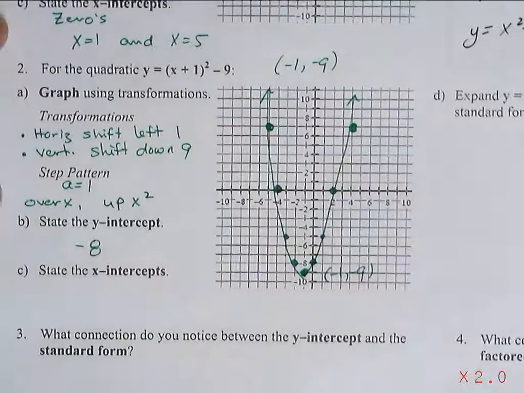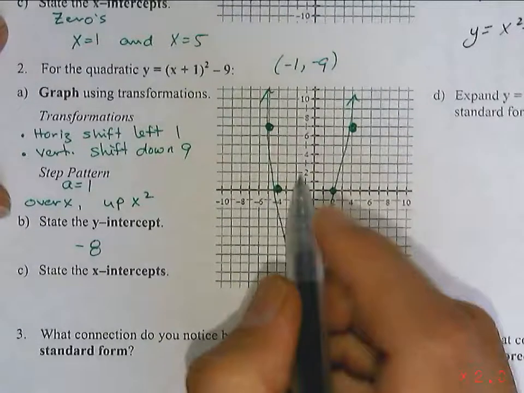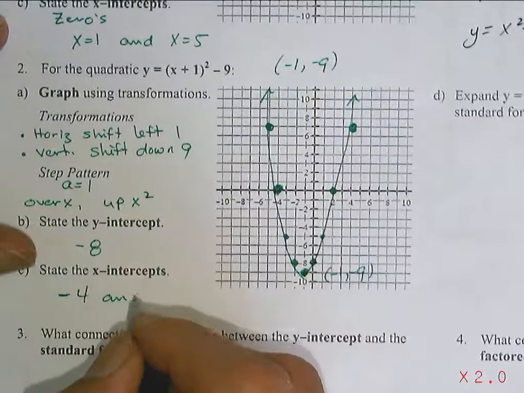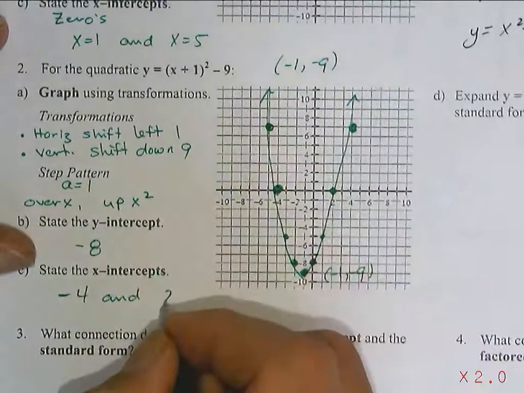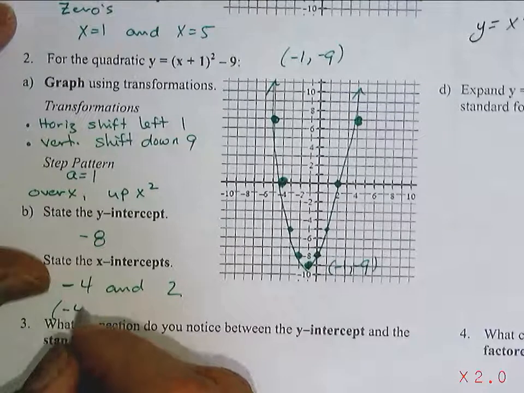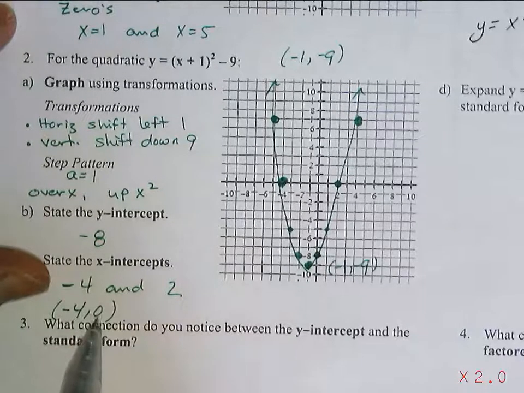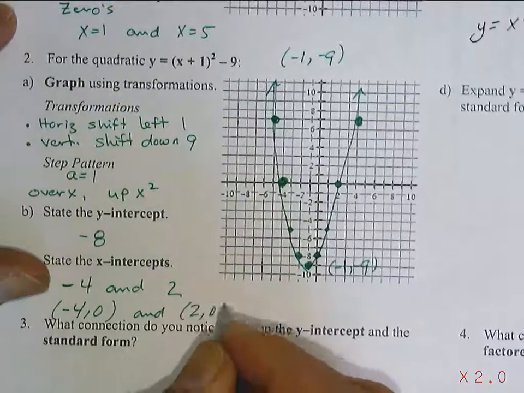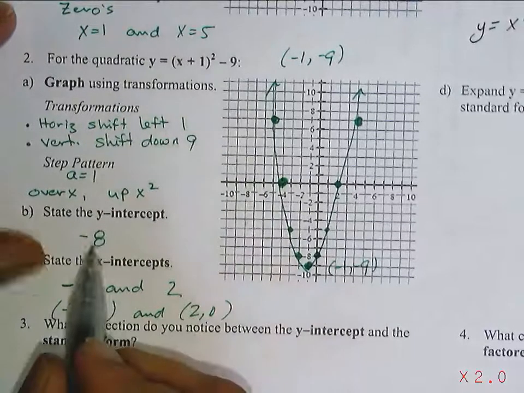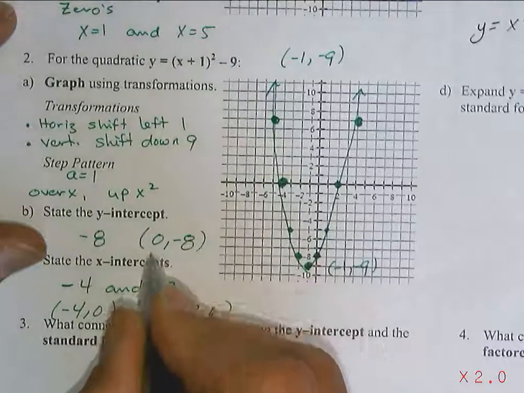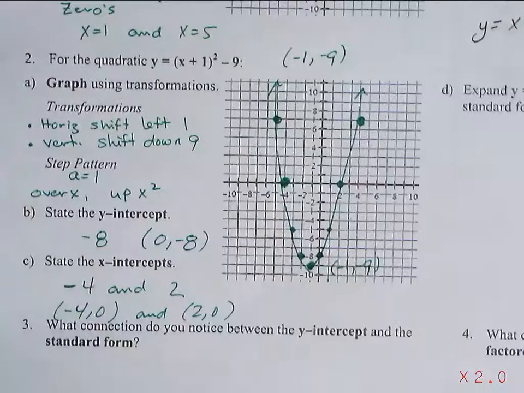Looking at it, can you tell me what my x-intercepts are? My x-intercepts are -4 and 2. Now, if I was talking about them in terms of a coordinate point, it would be (-4, 0), meaning the y value is 0. And it would be (2, 0), meaning the y value is 0. This one up here would be (0, -8), meaning the x value is 0. That's really important that you know that about those things.